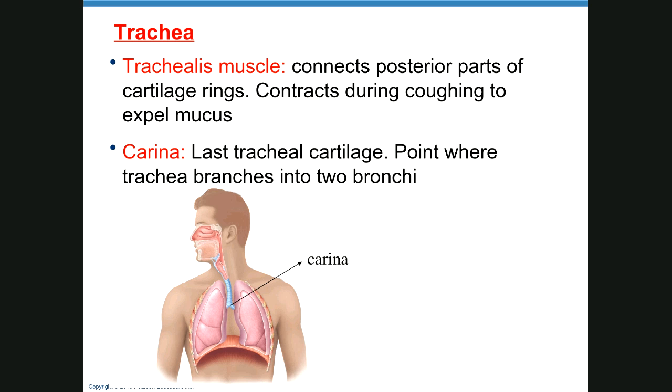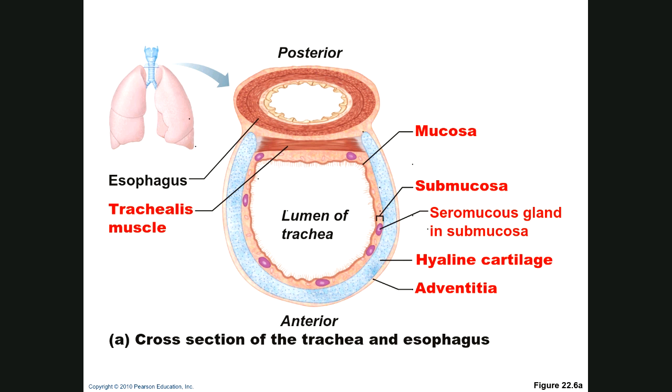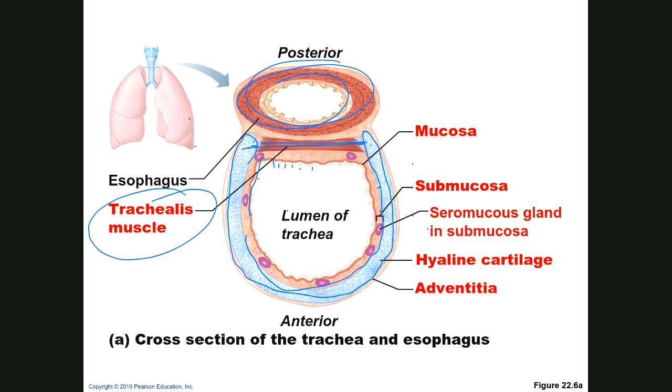Trachea is made of C-shaped rings of hyaline cartilage. You can see the little cilia lining right there. And it is a C-shaped cartilage. The two ends are being brought together by a muscle called the trachealis muscle, which is a smooth muscle, and the muscle is positioned against the esophagus, which is a muscular tube where food is going to go.